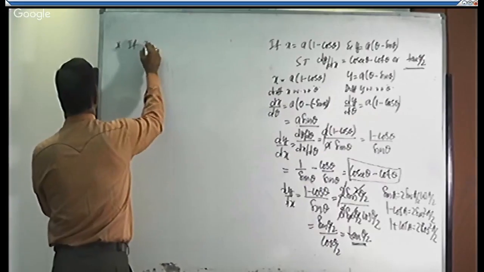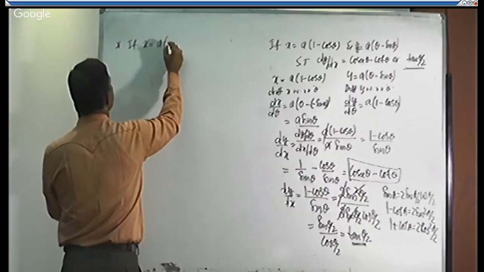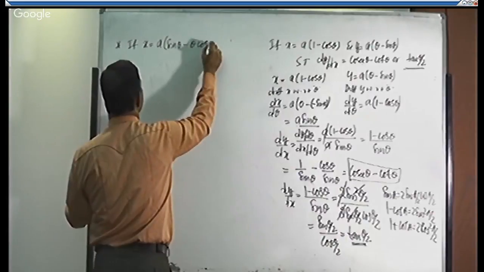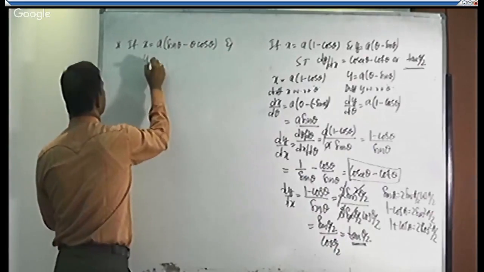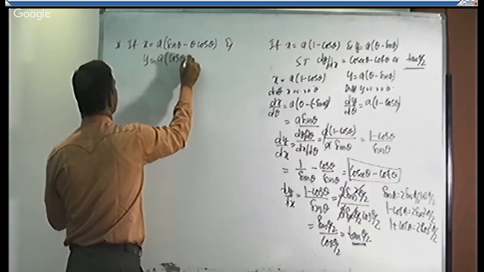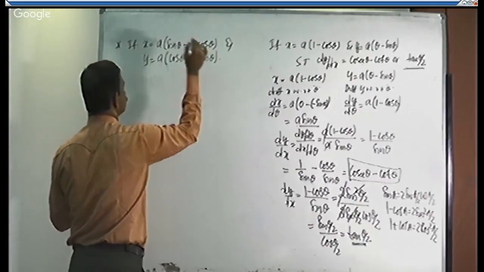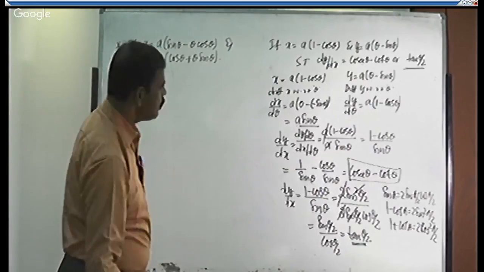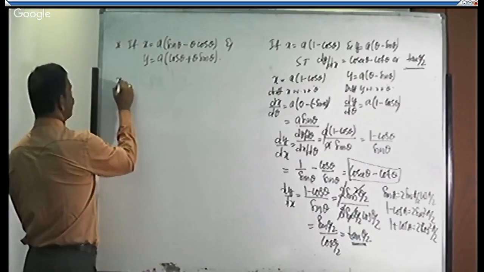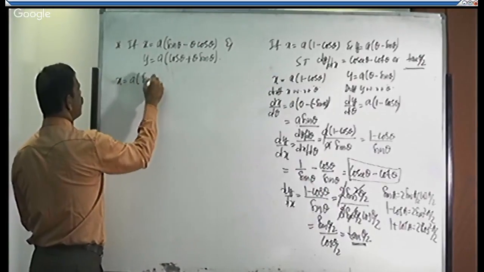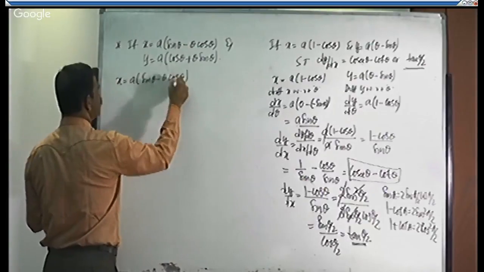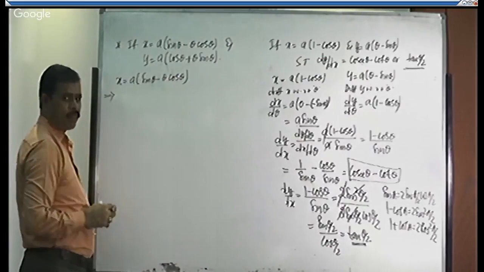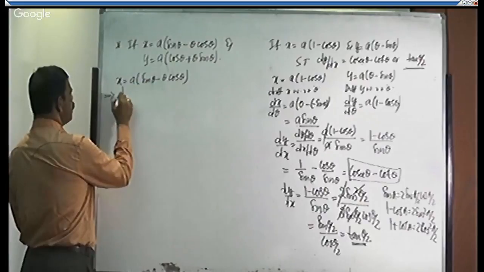If x is equal to a into sin theta minus theta cos theta and y is equal to a into cos theta plus theta sin theta, get the derivative. What is x? X is equal to a into sin theta minus theta cos theta. Is it right? X is in theta, therefore we have to differentiate with respect to theta. Dx by d theta.